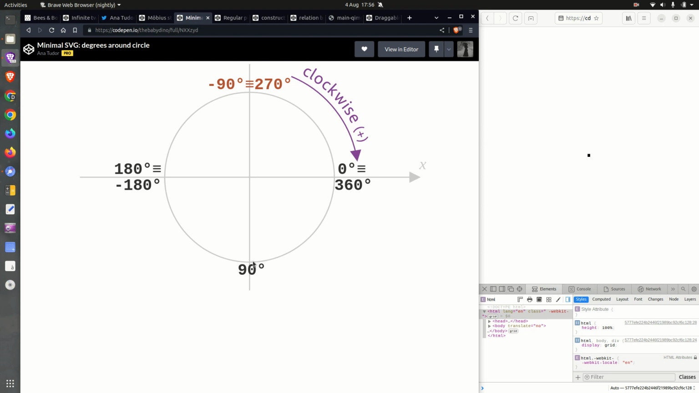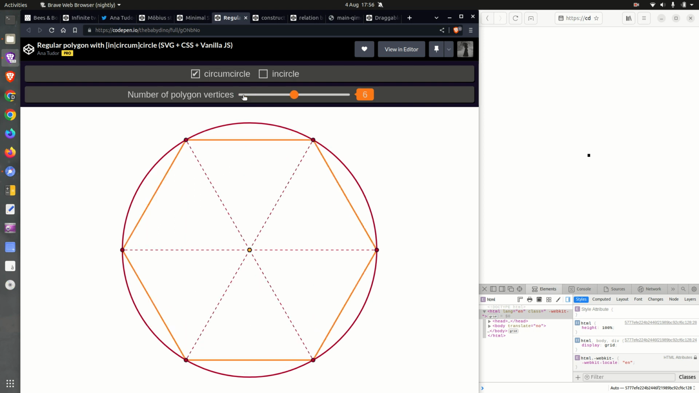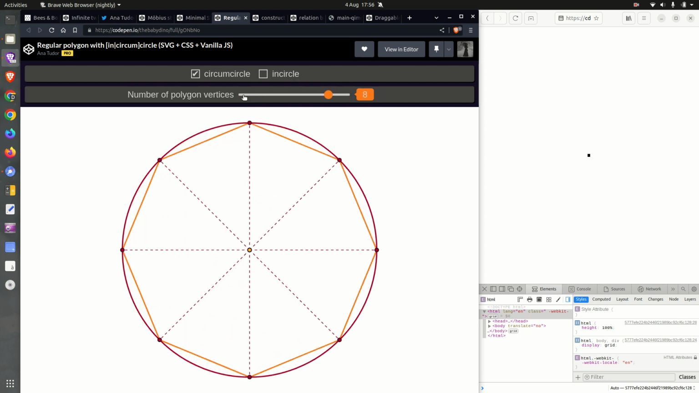So this is also going to be 450 degrees. This is also going to be 540 degrees, and so on. Okay, 630 degrees, and so on. You get the idea. Okay, now the vertices of a regular polygon are always distributed evenly around the circle. You can see it for different polygons right here.